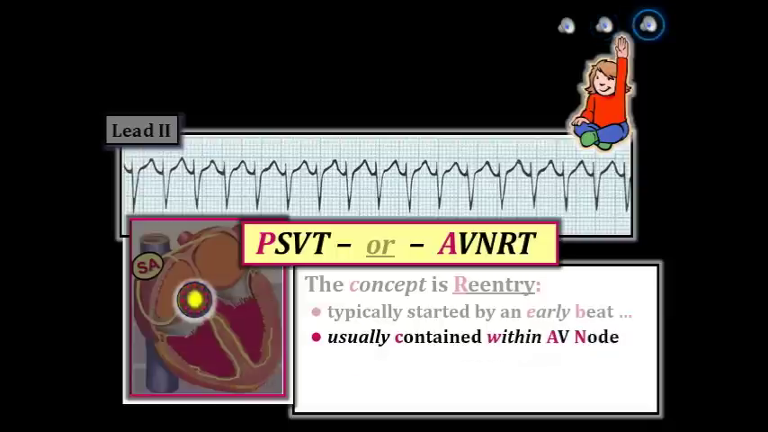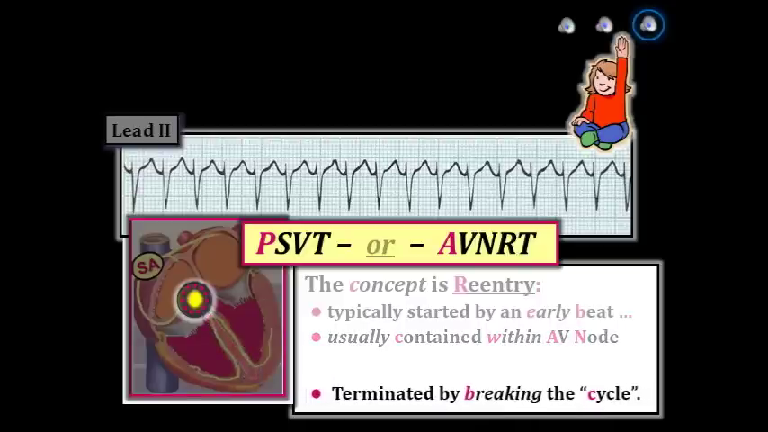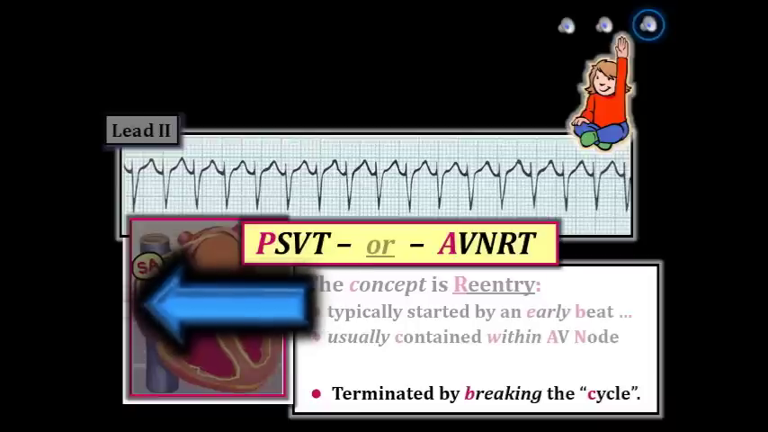Typical AV nodal reentry goes like this. The impulse is caught within a continual circuit within the AV node. Each time the impulse arrives near the top of the AV node, it conducts retrograde back to the atria. Each time it arrives at the lower portion of the AV node, it gives off an impulse that is conducted to the ventricles. The arrhythmia is terminated by breaking the cycle that is circulating within the AV node.